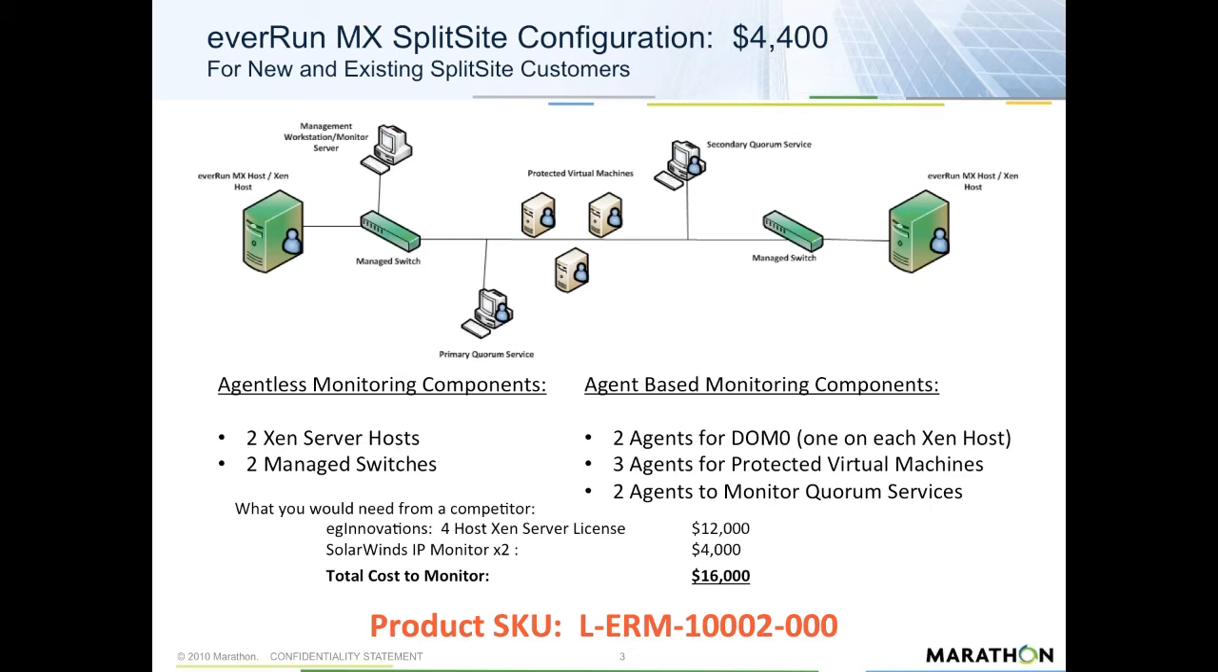They could point it at the quorum services and make sure that those quorum services are running as well, and be alerted if there's a problem. More importantly, if that quorum machine goes down or something happens to it, they'll know about it via the everRun monitor tool. So again, if the customer says they want everRun MX with split site and they want monitoring, we've attempted to make something very simple for a single SKU ordering process.